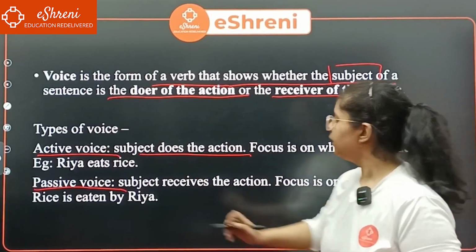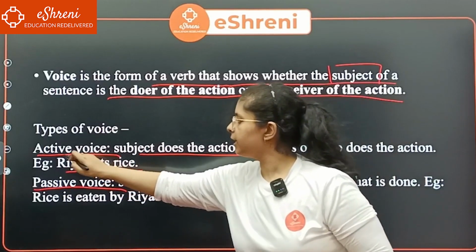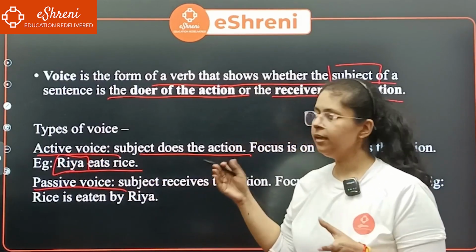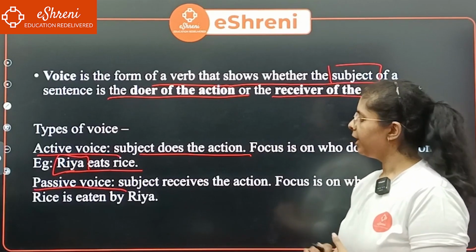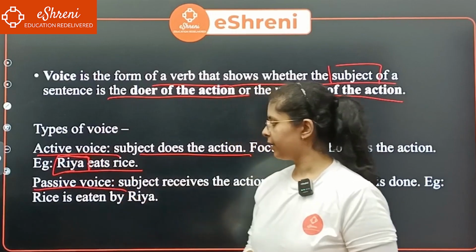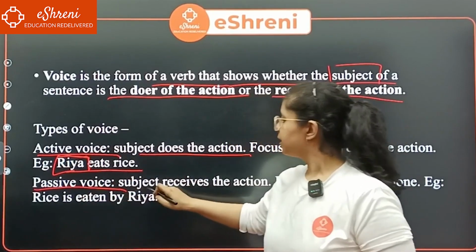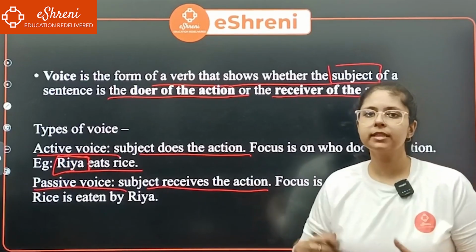For example, Ria eats rice. Here the subject is Ria, right? So Ria is doing the action of eating rice. So here Ria is the doer of the action. And in passive voice, the subject receives the action.